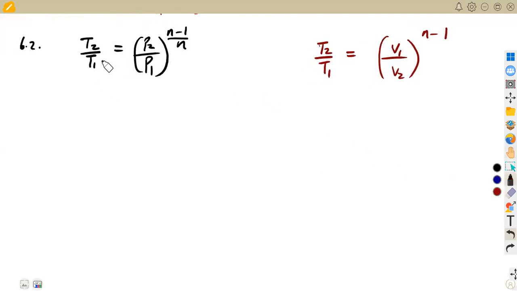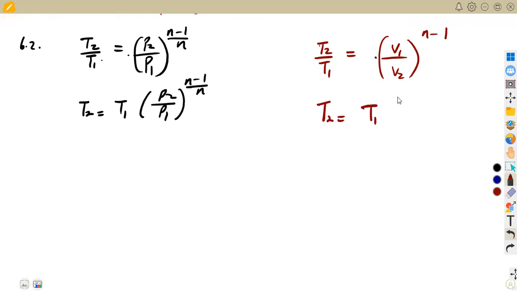If you use this one, you can multiply by T1 here. It means T2 is going to be T1 into P2 over P1 to the exponent of n minus 1 over n. If we are to use this, multiply here by T1, it means T2 is going to be equal to T1 into V1 over V2 to the exponent of n minus 1. So you can use any comfortable formula from this part. So that's T2 is equal to T1.